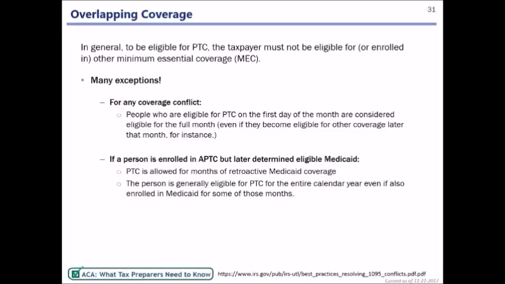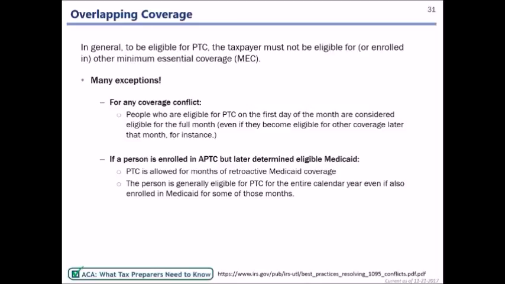And you certainly won't find it in the instructions. So here are some of the exceptions where people can claim the premium tax credit despite being eligible for other minimum essential coverage. In general, people who are eligible for premium tax credits on the first day of the month are considered eligible for the full month, even if they become eligible for some other coverage during the month. So you're allowed that month overlap as you change from premium tax credits to, say, employer coverage, or premium tax credits to Medicaid. You're allowed that overlap.